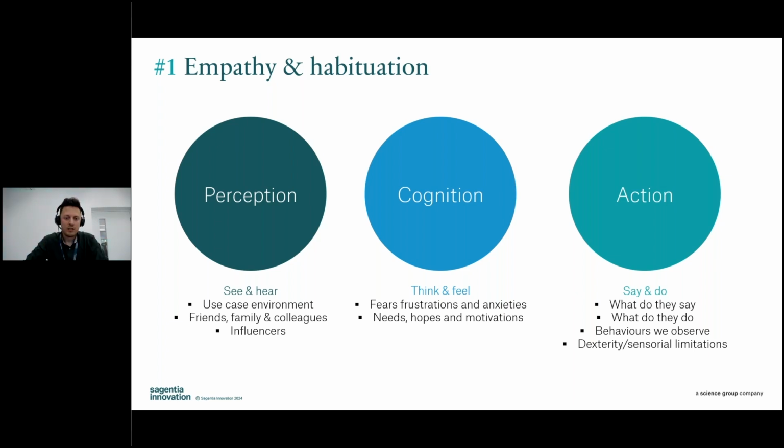Ultimately, you are doing some form of cognition that makes you think and feel something. That could be negative, fears, frustrations, anxieties. They could be positive things, needs, hopes, motivations. And this process of perception cognition falls into action.